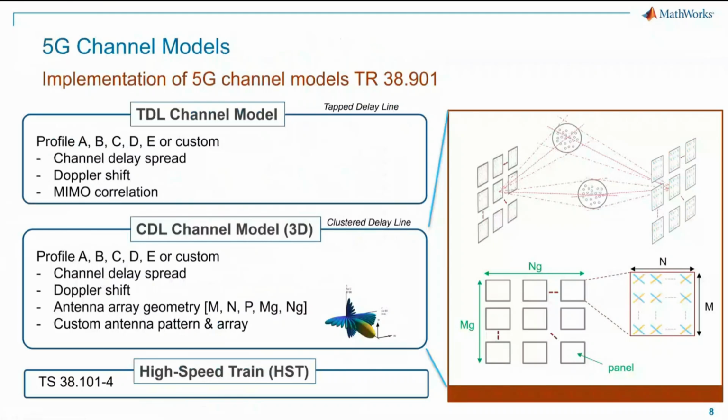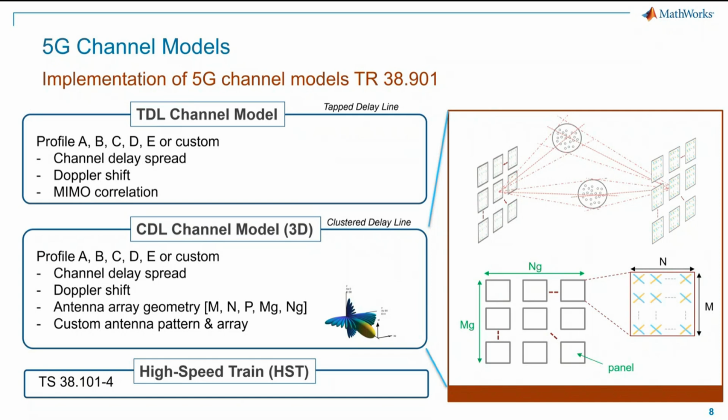So in addition to this, we have the waveform side. So we also have the channel model side of things. These are implemented according to what's called 38901 from 3GPP. There are 3 different channel models at this point. There's a tap delay line channel model, cluster delay line channel model, and high-speed train as well.